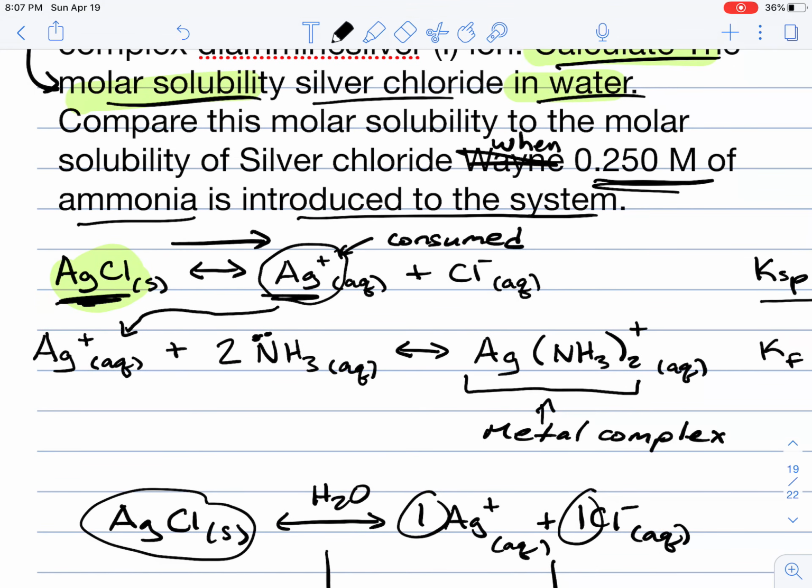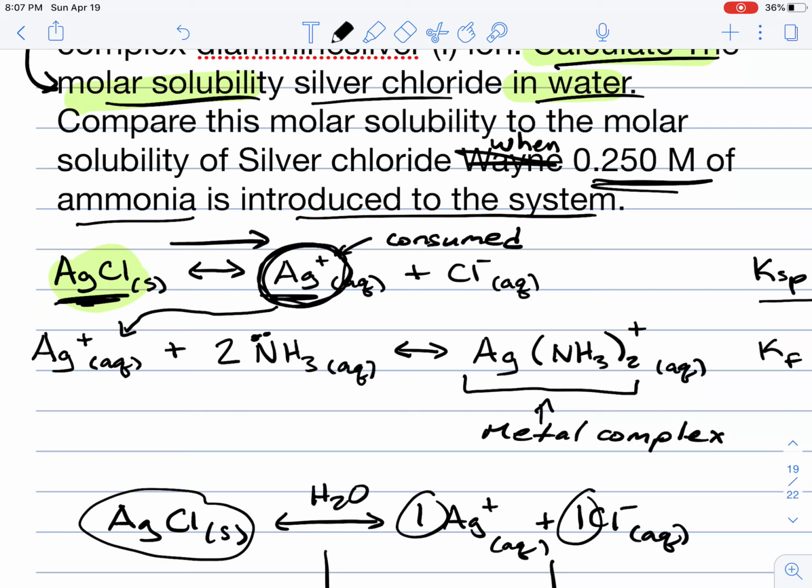In this case, it's going to try to produce more Ag+ to compensate for the Ag+ that was consumed by ammonia. And so overall, the equilibrium is going to shift to the right. And if the equilibrium shifts to the right, how will the molar solubility be affected for silver chloride? Okay. And so the molar solubility of silver chloride will increase. In other words, there will be more silver chloride that will be able to dissolve in the presence of ammonia.